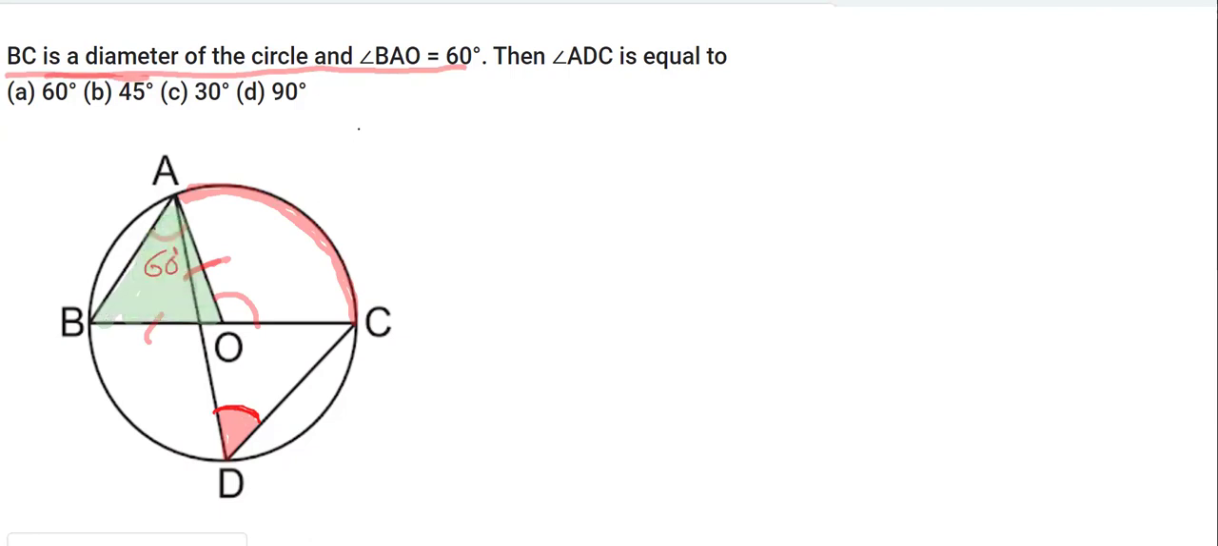You can see this is an isosceles triangle. The reason for this is that OA is equal to OB as they are radii. So the angles opposite to these two sides must be equal. This is the angle opposite to OB and this is the angle opposite to AO. So this will also be 60 degree.